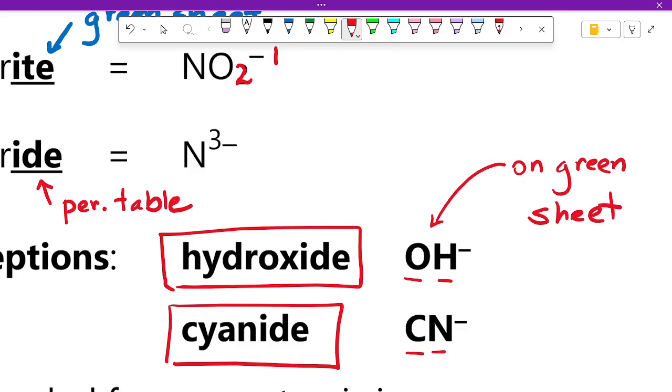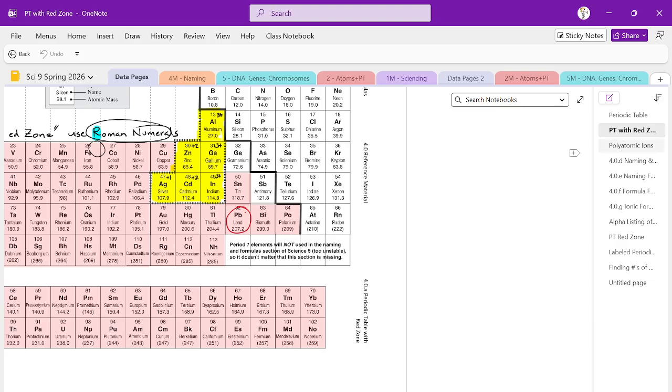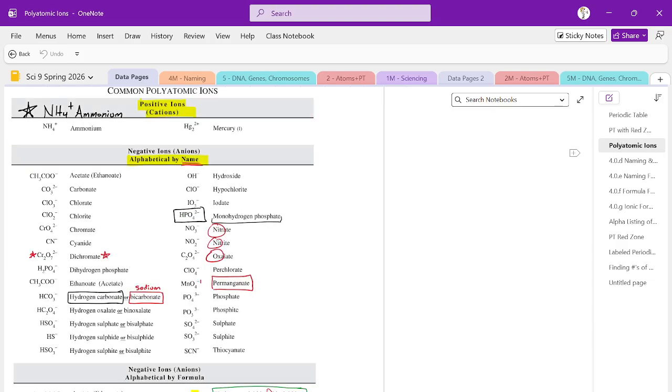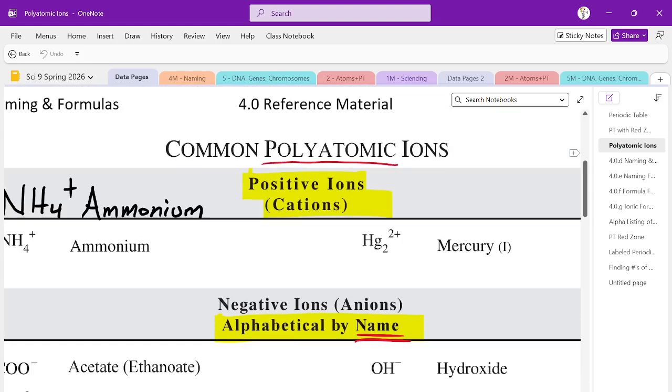Anybody need a green sheet? We all got it? Good. Okay. Monatomic ions are like just elements from the periodic table. Polyatomic ions are all on the green sheet. You can see at the top it says polyatomic ions.